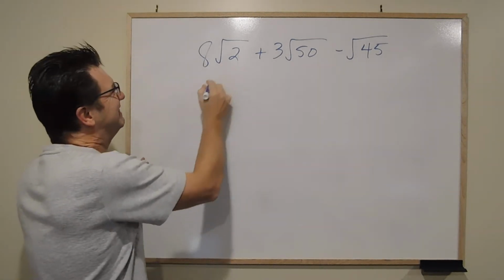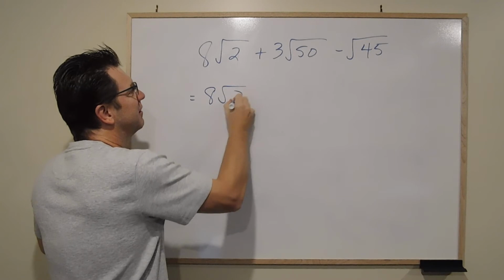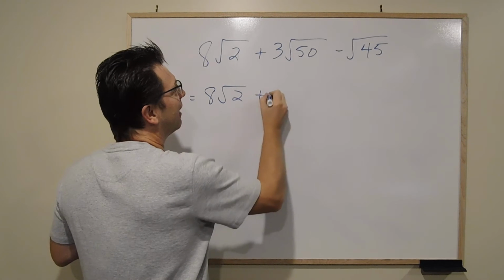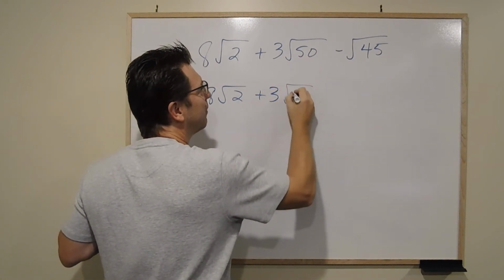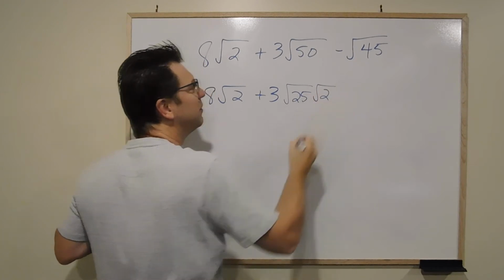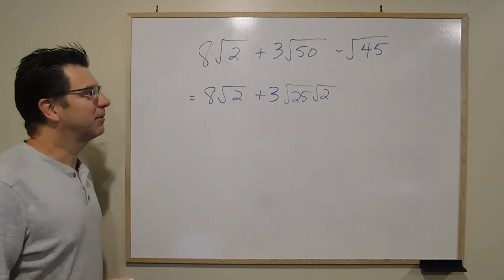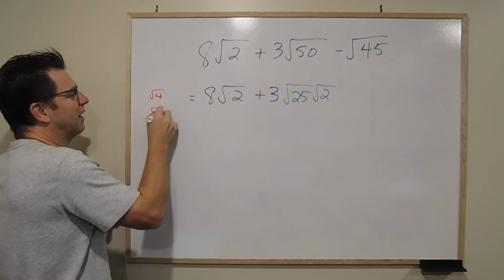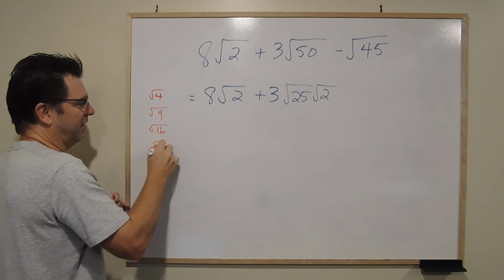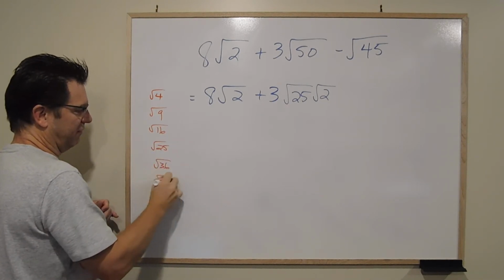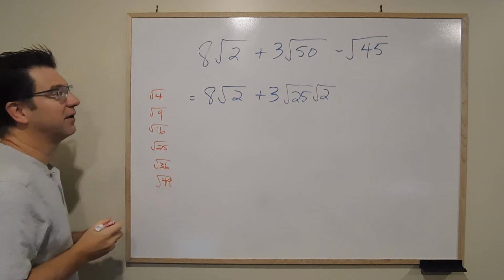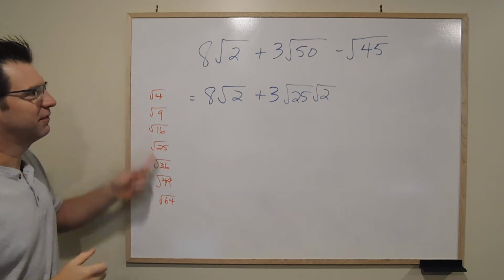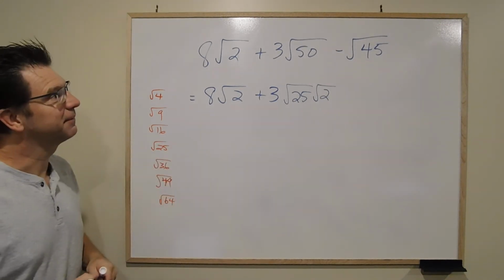8 root 2, nothing we can do there, because 2 is as small as you can get inside a radical. 3 root 50, well, I can say this is the square root of 25 times the square root of 2. If you remember back a little bit, what we're looking to do is pull out a 4, a 9, a 16, a 25, a 36, a 49, 64, 81, 100, one of these perfect squares, and 25 is the largest one that'll work there.